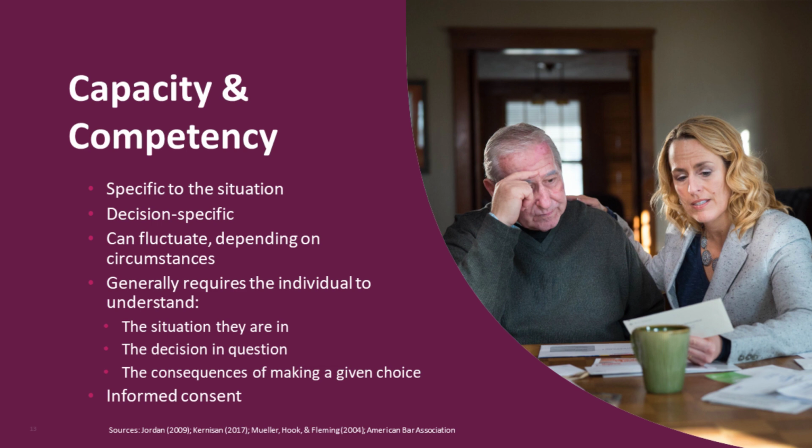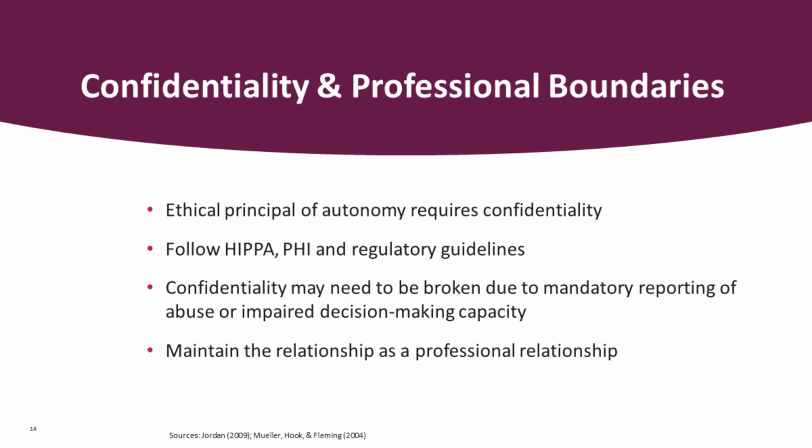Next, the ethical category or issue that sometimes arises is confidentiality and professional boundaries. Most professionals have an obligation to keep confidentiality, and ethical principles of autonomy require it. Laws are also put in place to protect the confidentiality of our information, especially things like HIPAA or PHI, regulatory guidelines, those sorts of things. However, the only time it's acceptable to break confidentiality is due to a situation of mandatory reporting of something like abuse or impaired decision making.